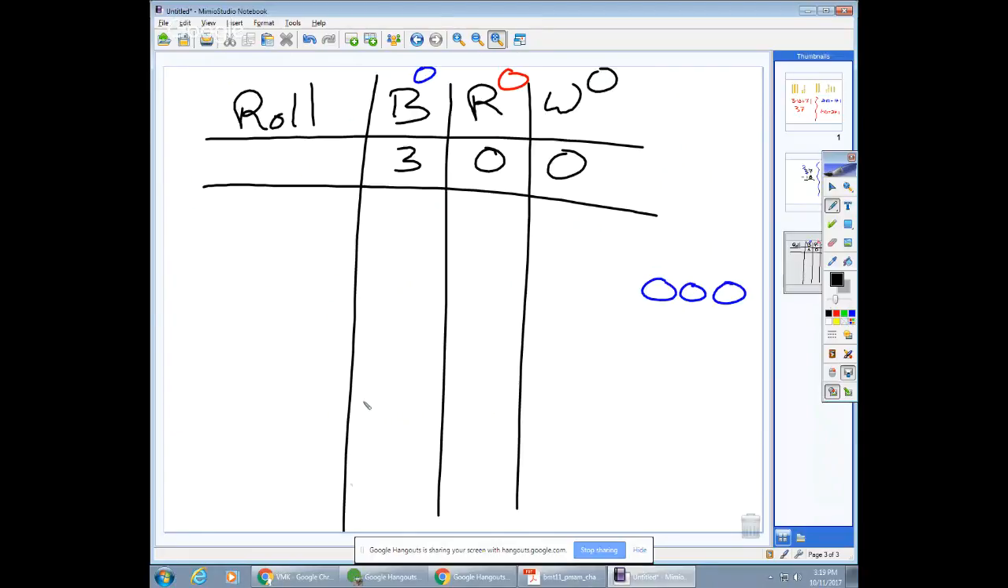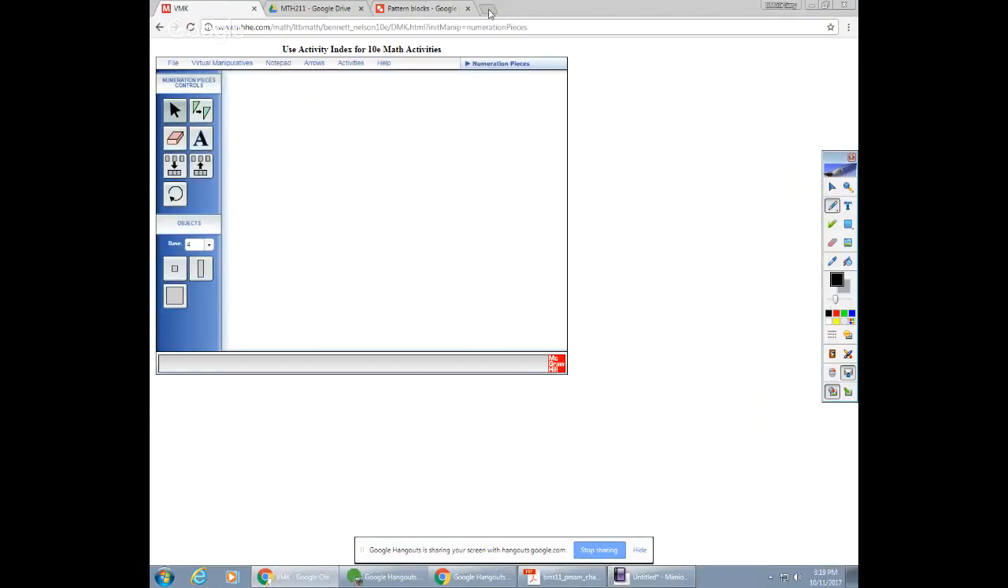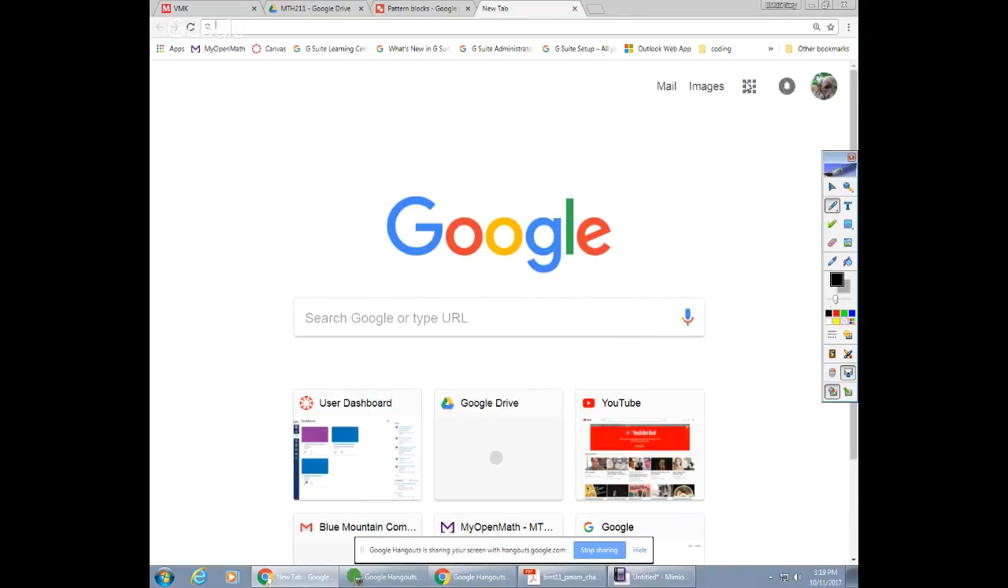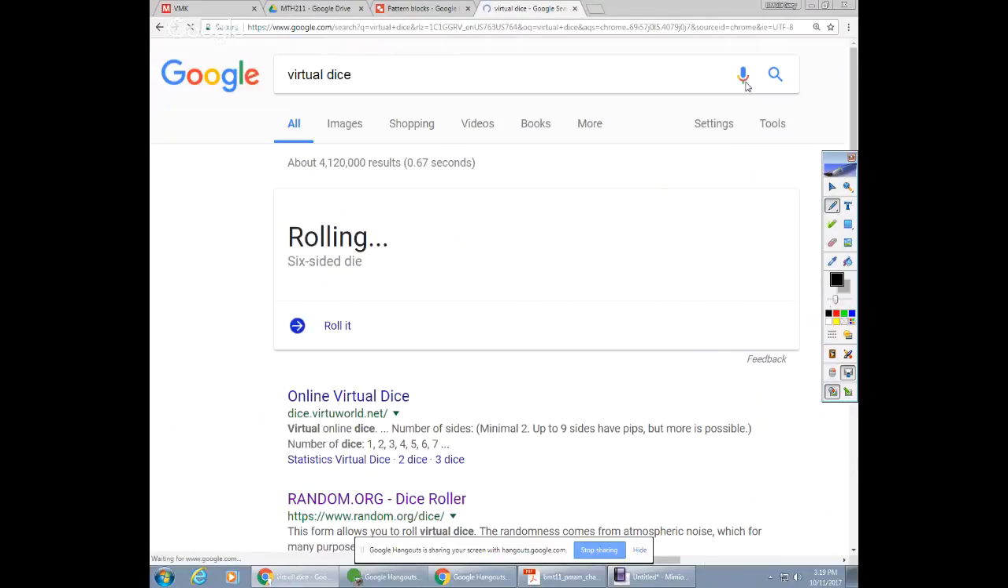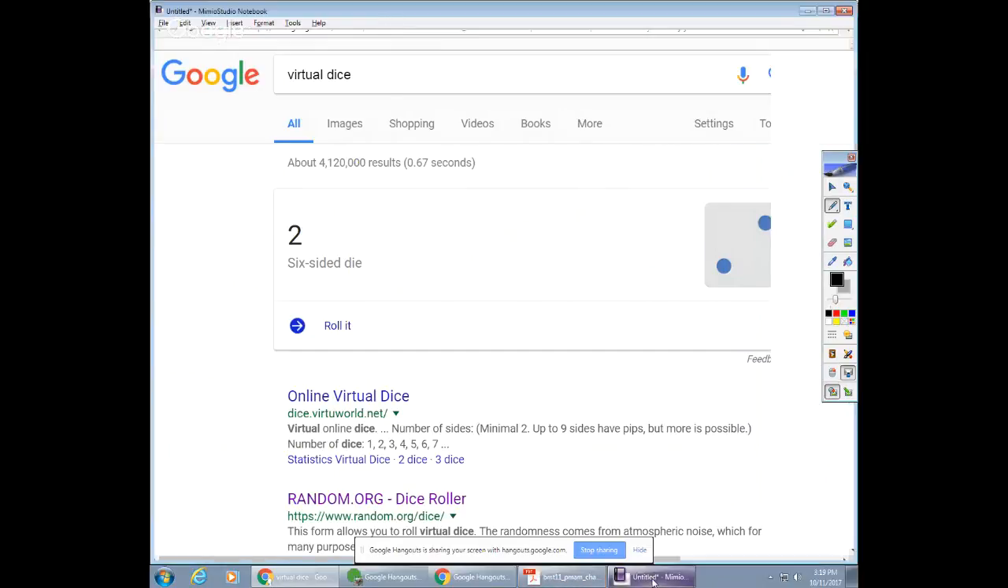So then I got to roll the dice. I'm going to go find a virtual dice roller online. And oh, Google's got one right there for me. Thank you, Google. All right, so Google says I rolled a 2. Pretty cool. So then I got to figure out what to do with it.